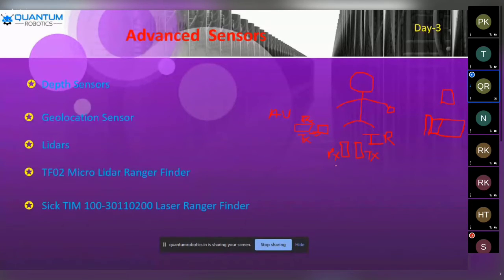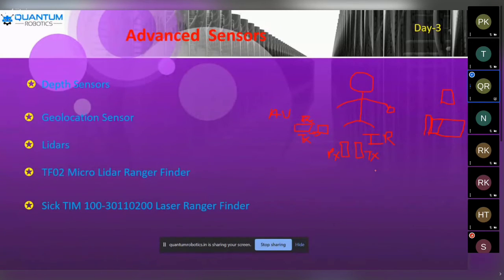In this IR sensor, infrared rays are released. IR means infrared rays. The infrared rays are released from this and it is going to detect either a white line, a white surface, or a black surface, any surface.